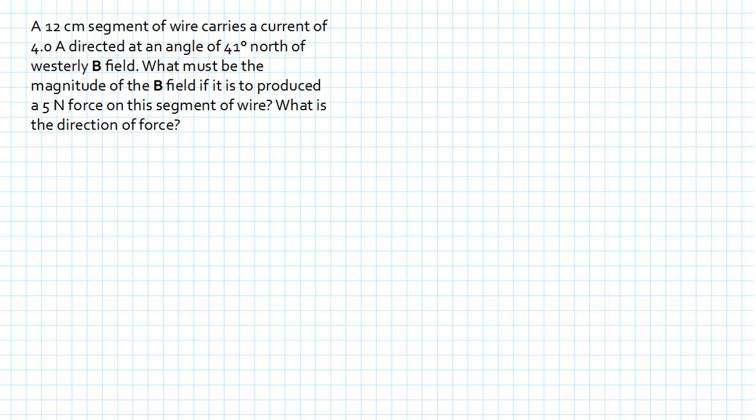Well, first and foremost, we need to jot down every parameter that we have. The first one we have is L, the length of the wire, 0.12 meter. What else do we have? We have the current I, which is 4 ampere, and the force, which is 5 Newton. And we have the formula to be used: F equals I L B sine theta.